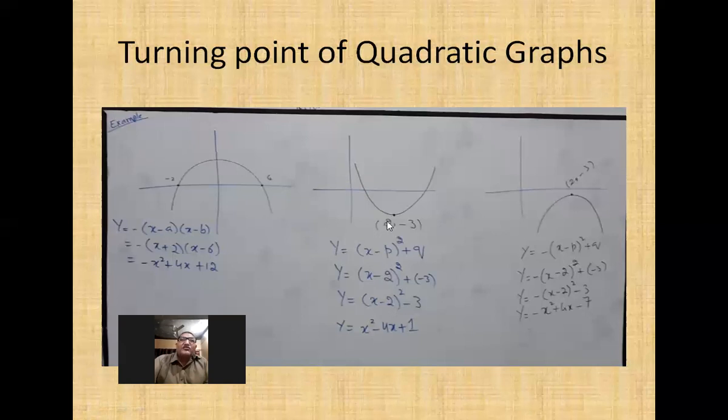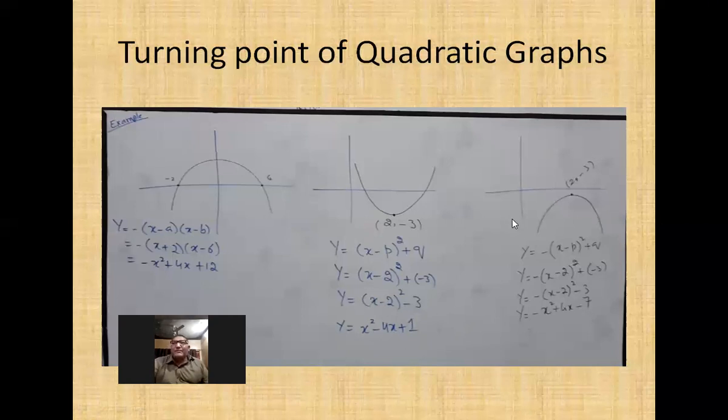So y equals (x minus 2) whole square plus, and the y value is minus 3. So in the place of q, you put minus 3. So you will have (x minus 2) whole square minus 3. If you expand and simplify it, the final equation will be x square minus 4x plus 1. So you see, if only the turning point is given, we can find the equation of that graph very easily.